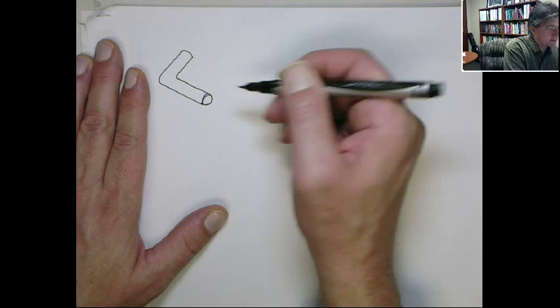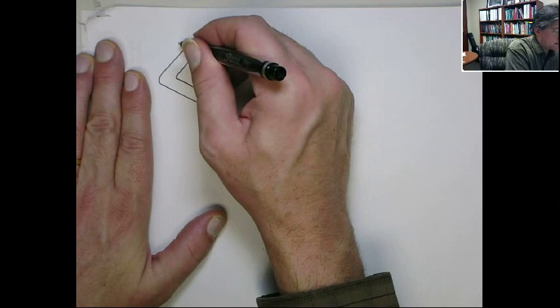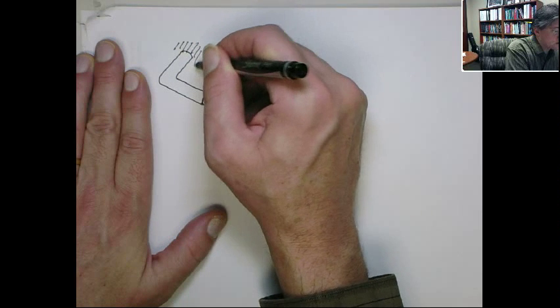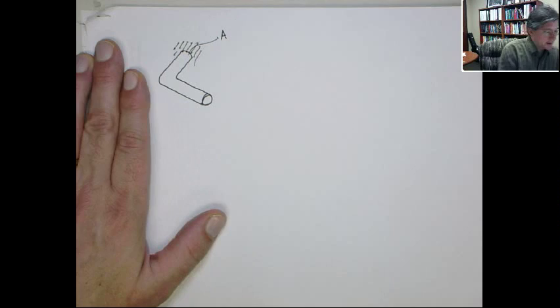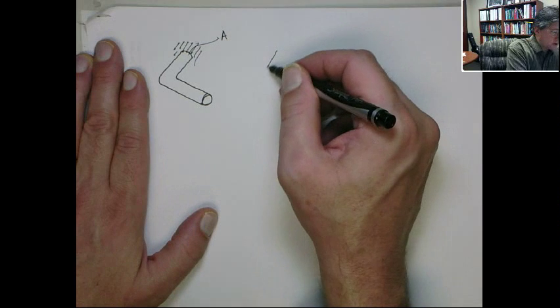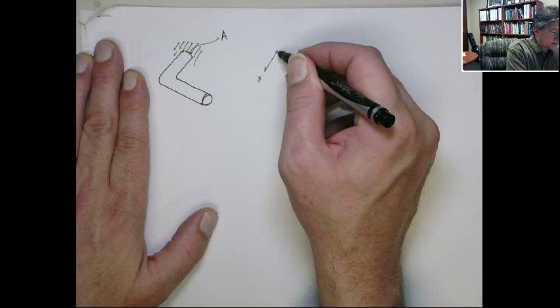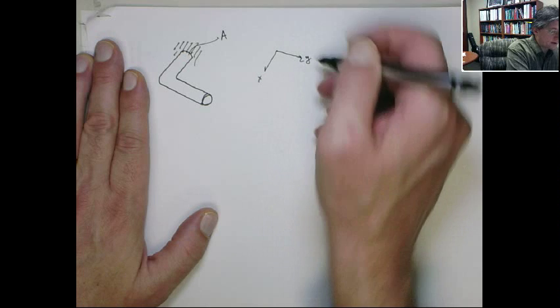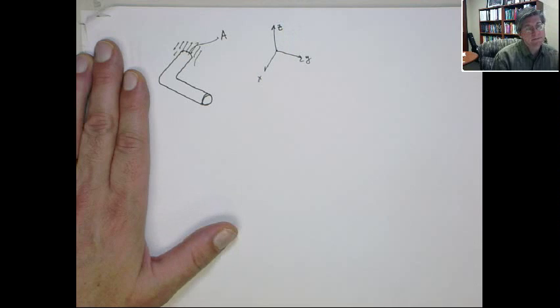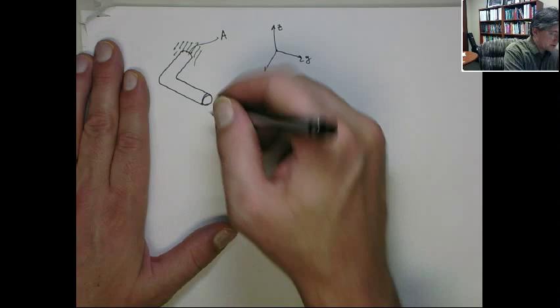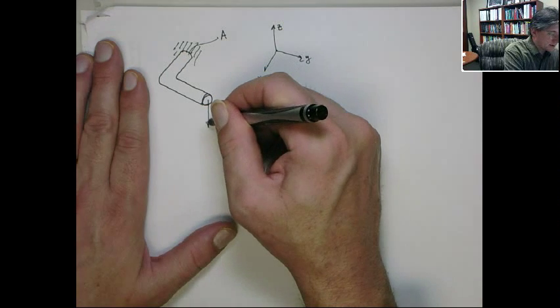That's supposed to be a solid tubing. Maybe it's fixed to a wall at one end. We'll call this point A. Let's give it a coordinate system. So let's call this the x direction. This is the y direction. This is the z direction. Right? And maybe there's a force applied down here.